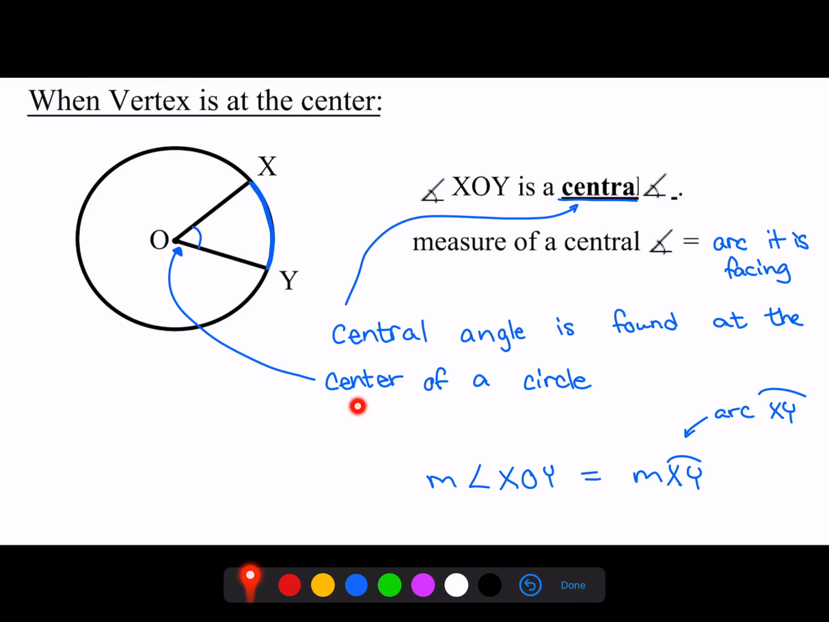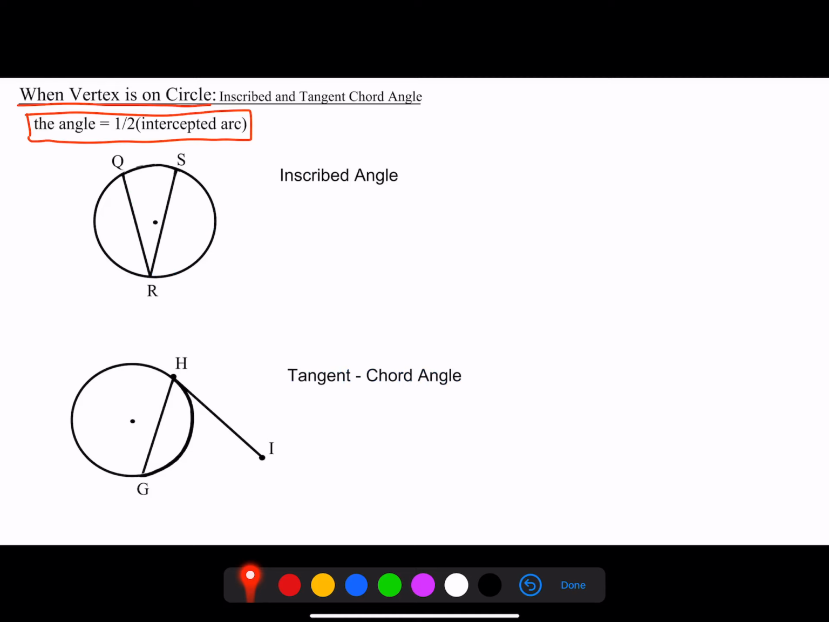Again, this is the same exact thing. A central angle is found at the center of a circle, which we can see right here. And then also, it's equal to the arc that it's facing, arc XY in this case. So that's what this symbol stands for, the measure of arc XY. And again, arcs will be written in degrees as well. So we're dealing with degrees within a circle, and of course we know that there's 360 degrees in a full circle. So we're going to keep that in mind as we go through these.